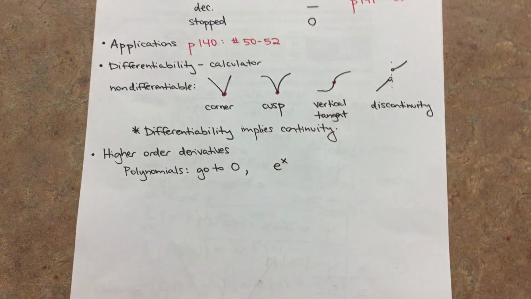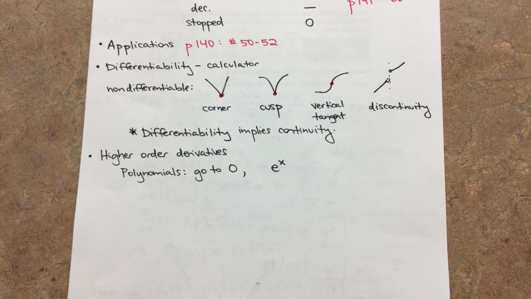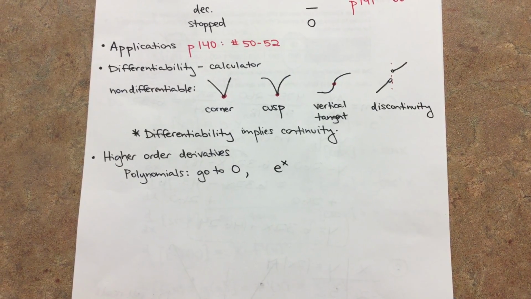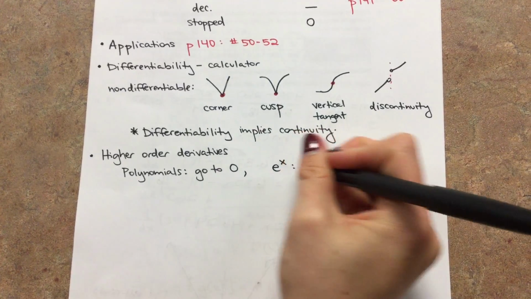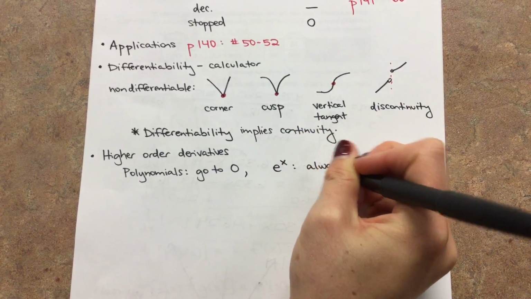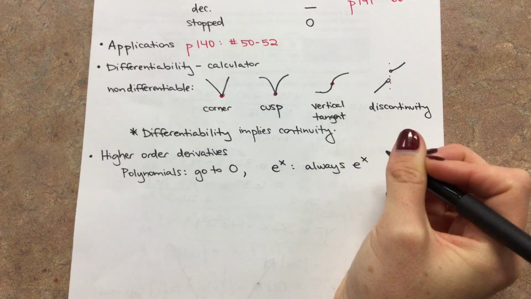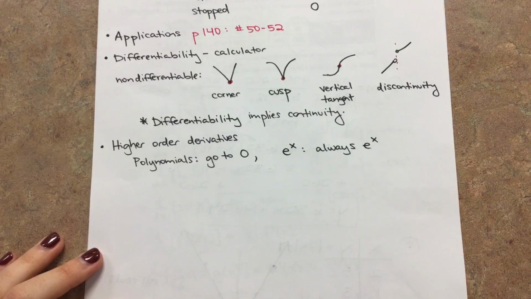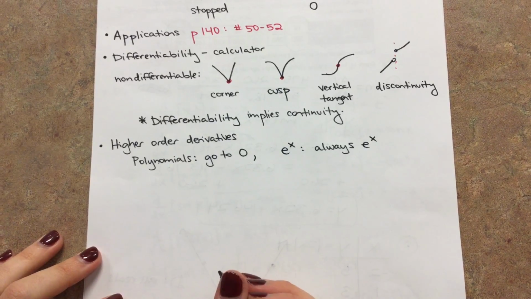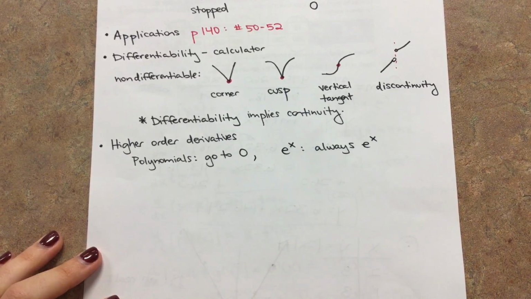e to the x. I could ask you what the 243rd derivative of e to the x is, and what would you tell me? e to the x, good. e to the x is always e to the x. It's its own derivative over and over again, which means it's its own second derivative, its own third derivative.